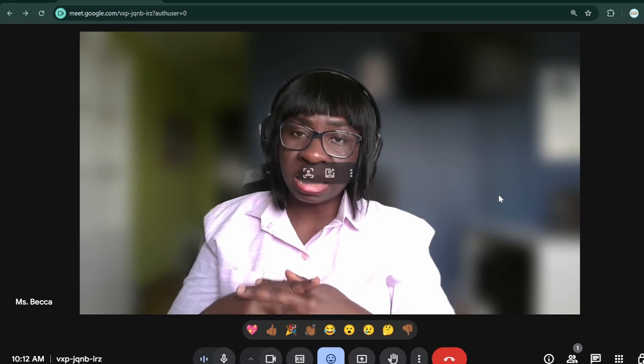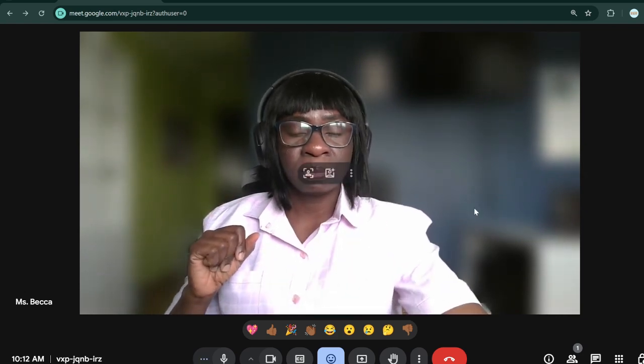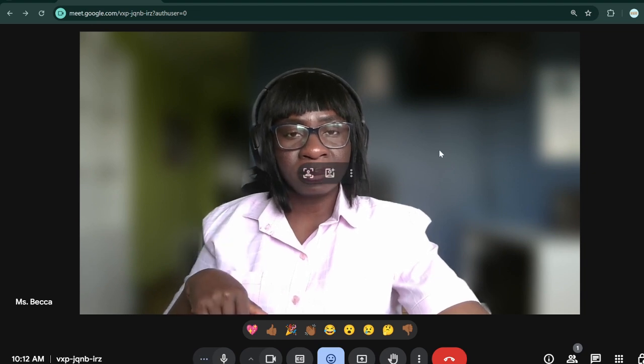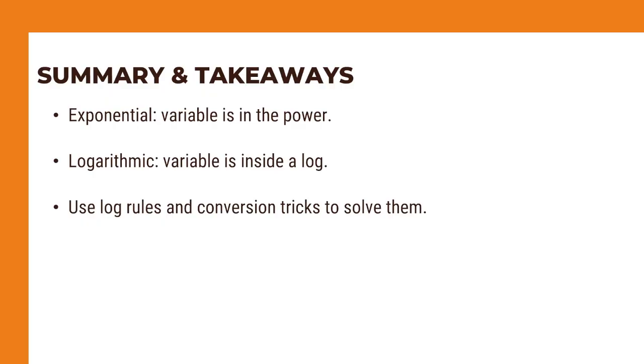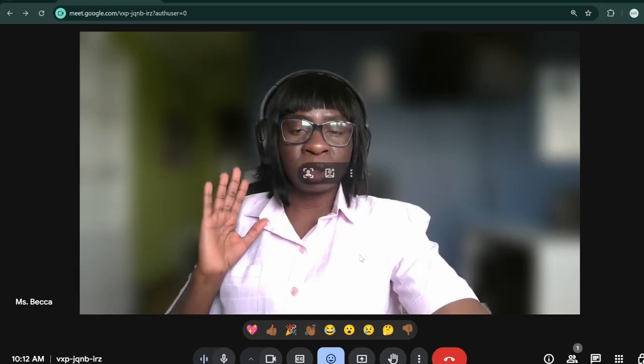And what are your key takeaways from this class? Okay, good. That means you've been paying attention. So here is the summary and takeaways. Exponential means variable is in the power. Logarithmic means variable is inside a log, and then you use log rules and conversion tricks when solving.